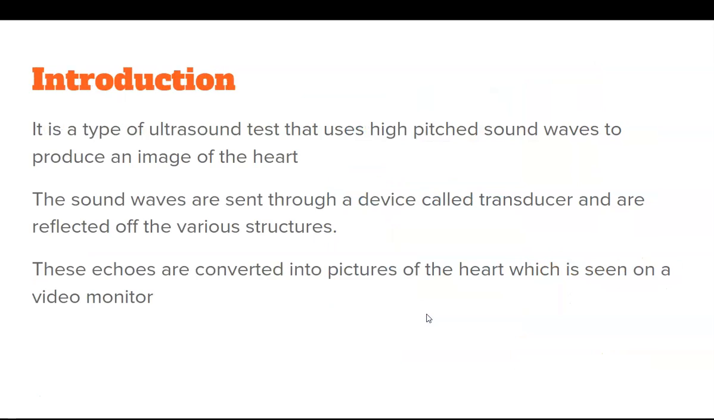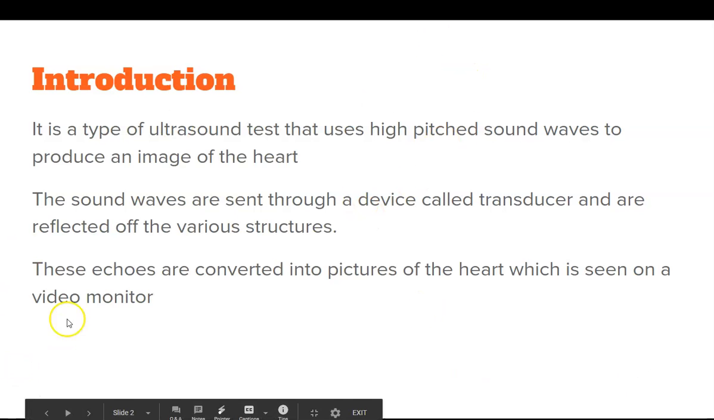So what is echocardiography? Before going to that, it is ultrasound. You all know what ultrasound is and how it works. In the same way, when you do an ultrasound to scan your heart, we call it echocardiography. When you scan your heart, the high-pitched sound waves produce an image on the monitor, which gives various pictures of the heart from various angles. That is what we call echocardiography.